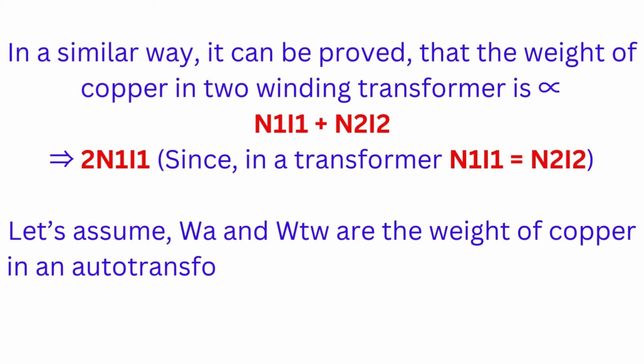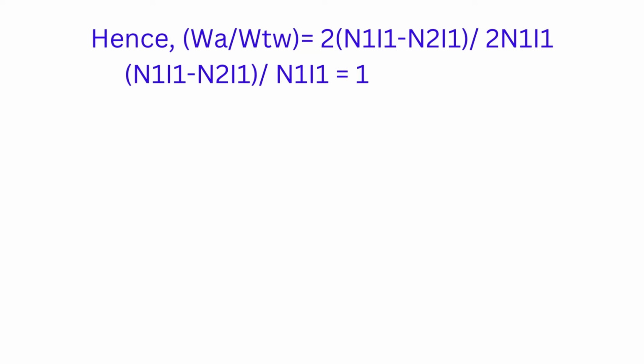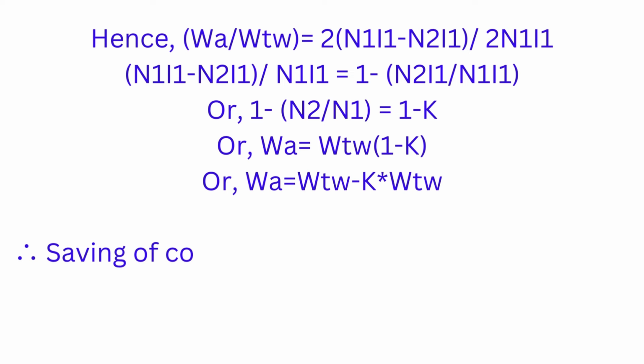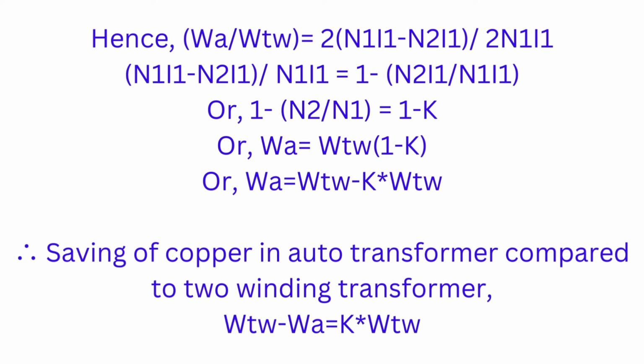Let's assume WA and WTW are the weight of copper in an autotransformer and two-winding transformer respectively. Hence, WA/WTW equals (2 N1 I1 minus 2 N2 I1) / 2 N1 I1, which is (N1 I1 minus N2 I1) / N1 I1, equal to 1 minus N2 I1/N1 I1, or 1 minus N2/N1, equal to 1 minus K. WA equals WTW into (1 minus K), or WA equals WTW minus K into WTW. Hence, saving of copper in autotransformer compared to two-winding transformer is WTW minus WA equal to K into WTW.